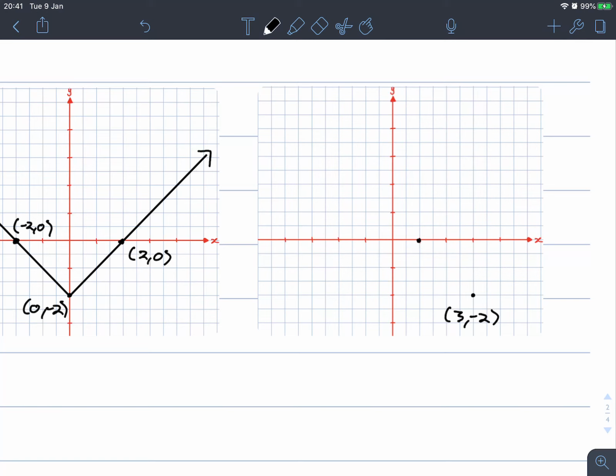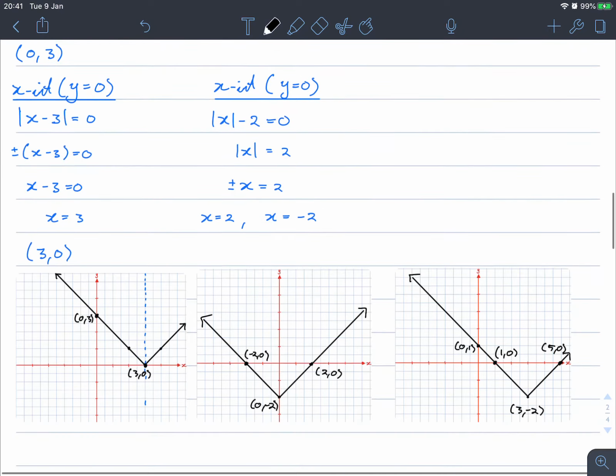So 1, 2, 1, 2. It's off our graph here, so just graph what we can. It'll look something like this. This point here being (1, 0). This point here being (0, 1). And this point all the way off to the right should be (5, 0).